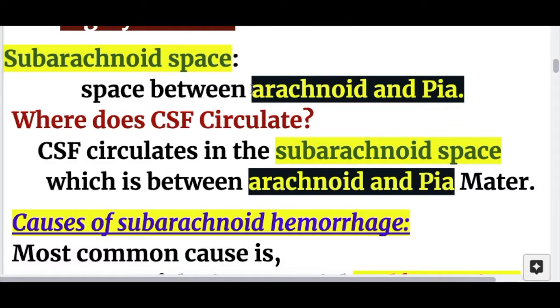It's the space between the arachnoid mater and the pia mater. Pia is the innermost and arachnoid is the middle one, dura being the outer one. And where does CSF circulate? CSF circulates in the subarachnoid space, which is between arachnoid and pia mater.